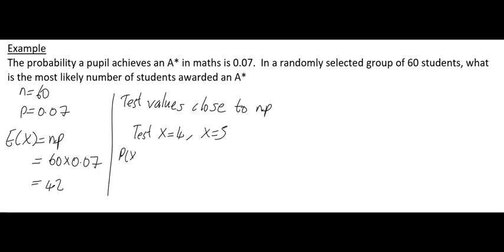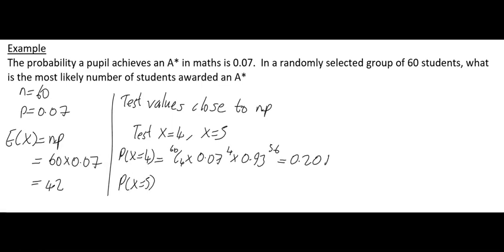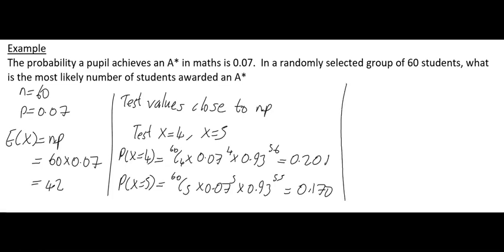So probability x equals 4 is going to be equal to 60 C 4 times 0.07 to the power of 4 times 0.93 to the power of 56, and that works out to be 0.201. Probability x equals 5, very similar, it's going to be 60 C 5 times 0.07 to the power of 5 times 0.93 to the power of 55, and that works out to be 0.170.